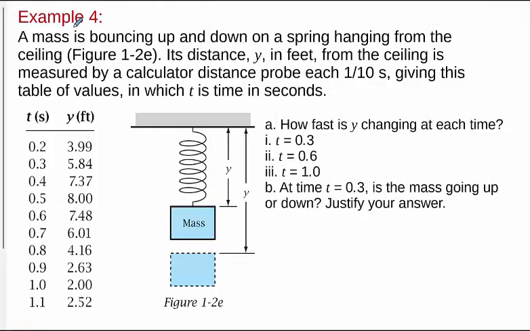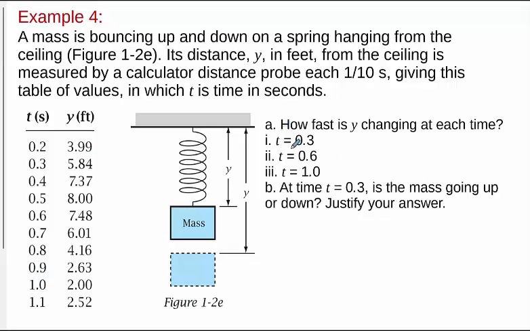Okay, another example. Example 4, and here's one with just a table. It says a mass is bouncing up and down on a spring hanging from the ceiling, like figure 1-2e. Its distance y in feet from the ceiling is measured by a calculator distance probe, each 1/10 of a second, giving this table of values in which t is time in seconds. We want to know how fast y is changing at each time. T is 0.3, t is 0.6, and t is 1.0. And then b, at t is 0.3 is the mass going up or down, and we want to justify our answer.